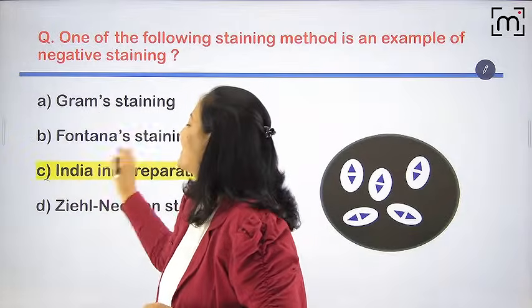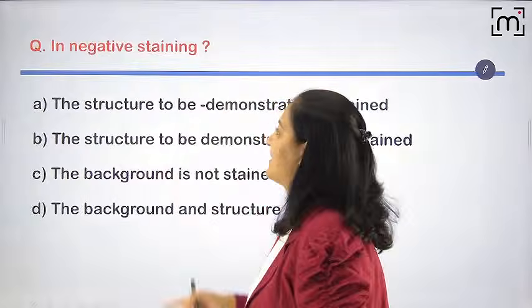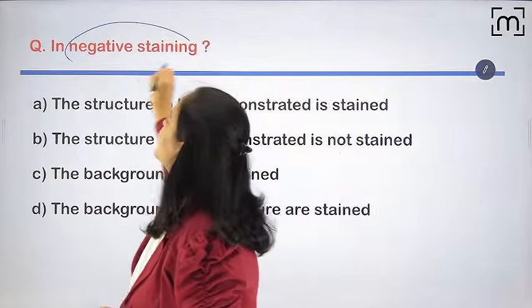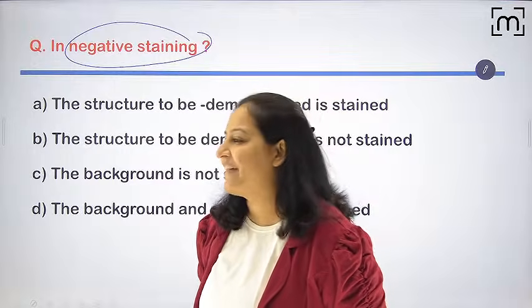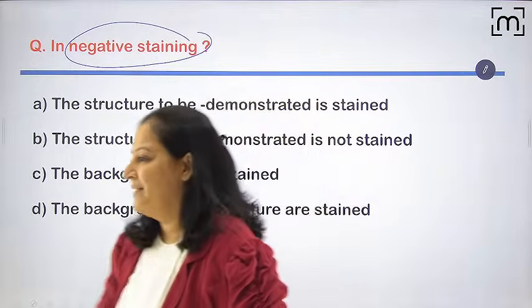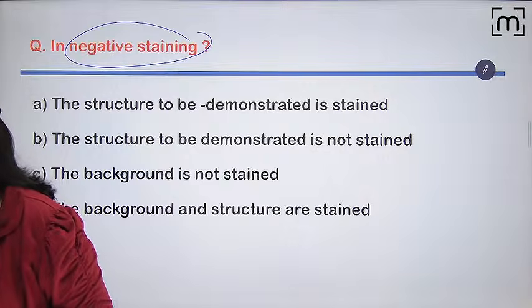Yes, of course, the correct answer is India ink. India ink and nigrosin are the examples of negative stain. Next question. Define negative stain. What is the true statement of the negative stain? Read the 4 definitions and tell me the correct answer. What is the correct answer? Let me see. What is the correct answer?